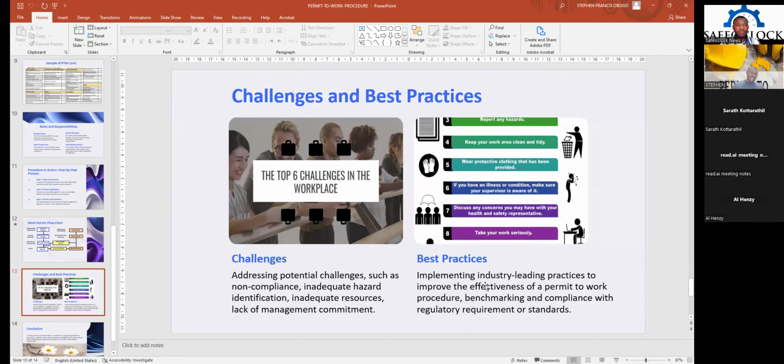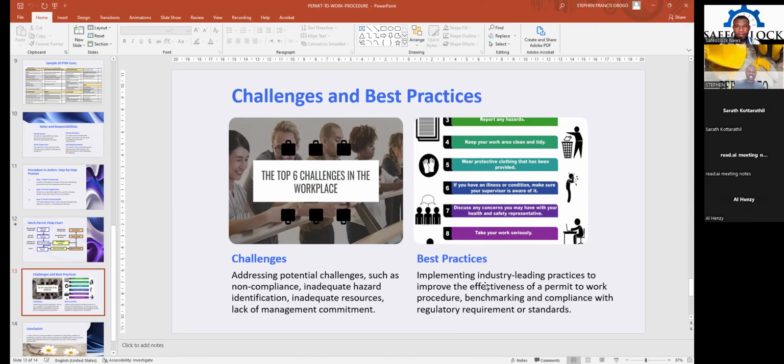Now, I would like us to understand that for everything we do, there are always challenges. In any procedure, there are always challenges. And we should also understand other aspects of best practices. So for the challenges, we address potential challenges such as non-compliance, inadequate hazard identification, inadequate resources, and lack of management commitment. These are some of the challenges we can face in the permit to work procedure.